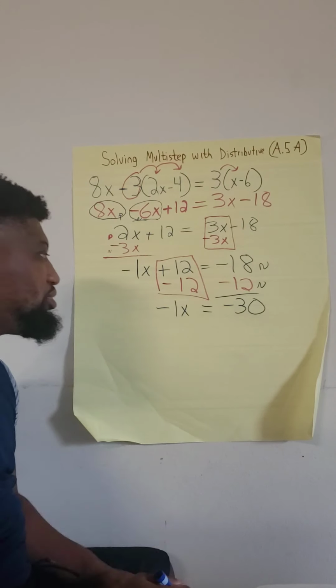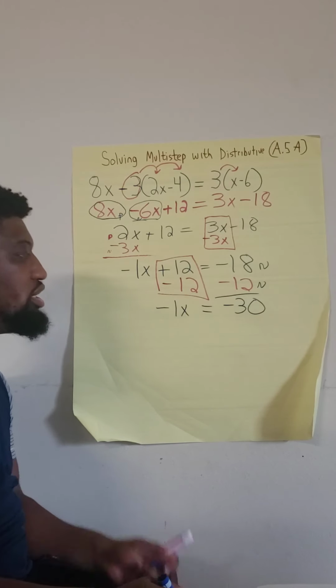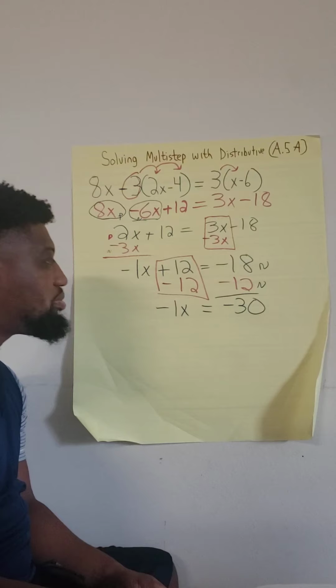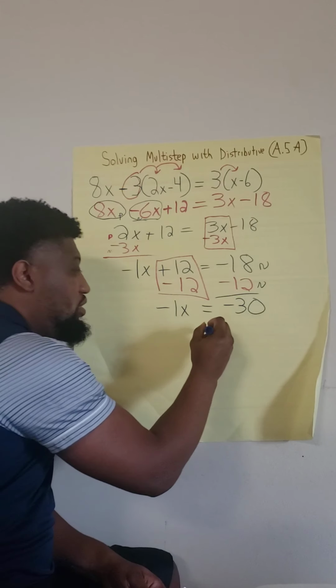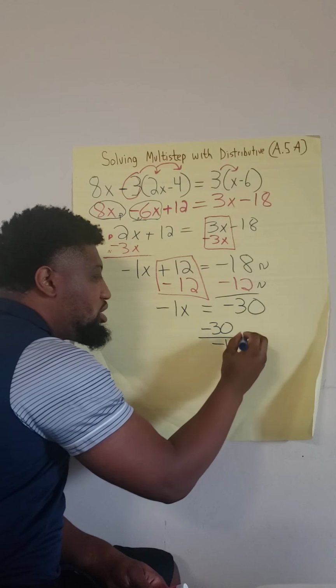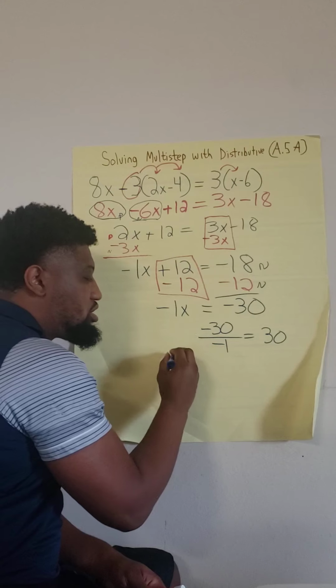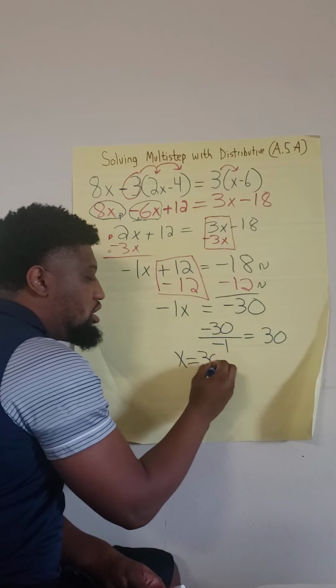And the last thing we got to do is, since it's a negative here, it's attached to the variable. That means it's multiplying. So we do the opposite of multiplying, which is divide. So we're going to divide -30 divided by a -1, which equals just a +30. So your answer is x equals 30.